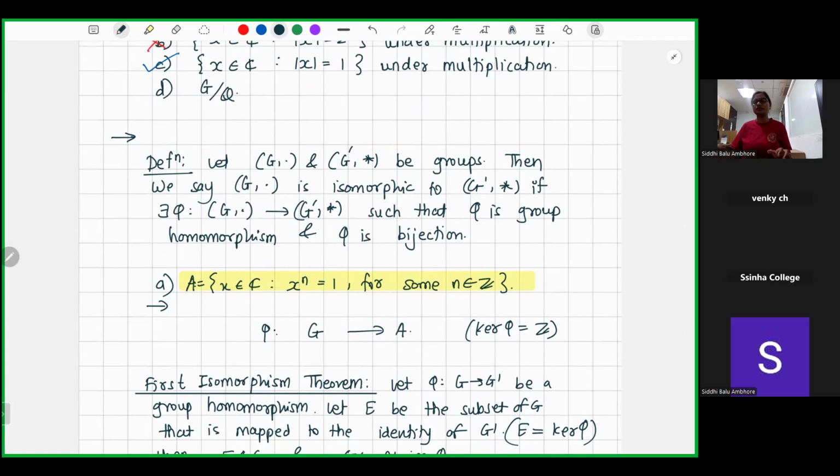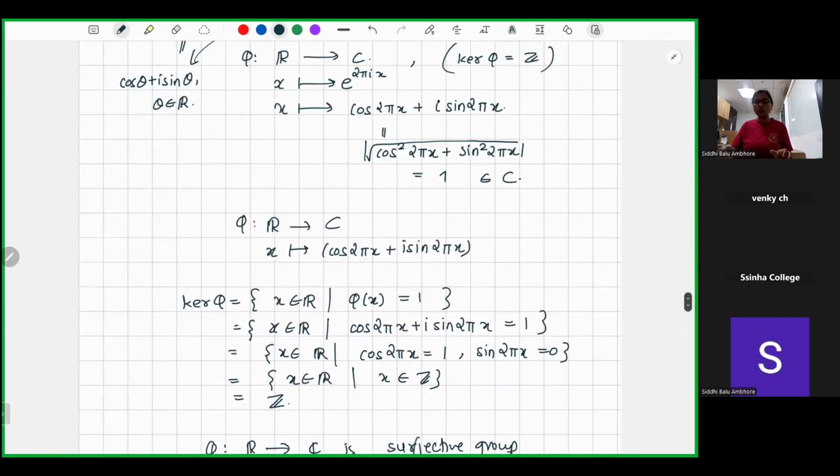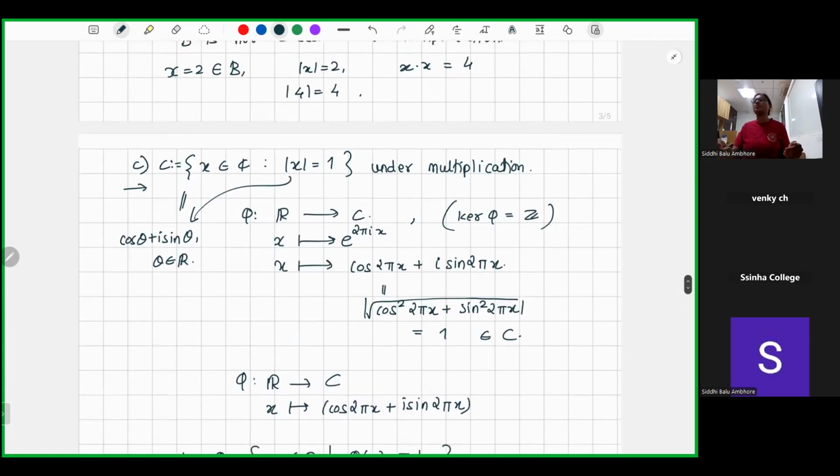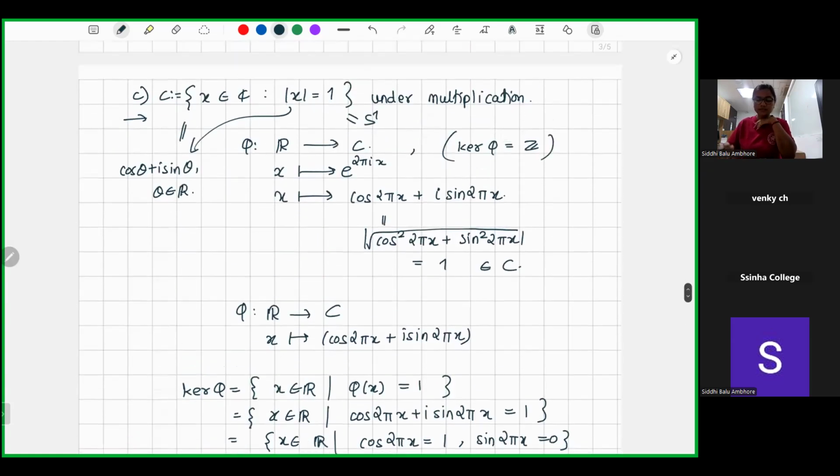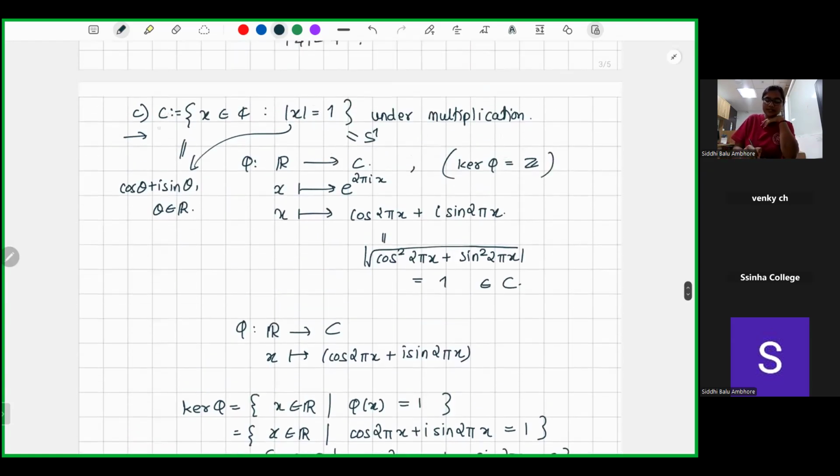Any doubts here? The only part which needs to be checked is that this is an onto map. And this is true. This is actually equal to S1, if you know what S1 is. This unit circle in R2. If I look at C in R2, this is what it represents. Okay. This C. When I say C, not the complex numbers, the set C here.